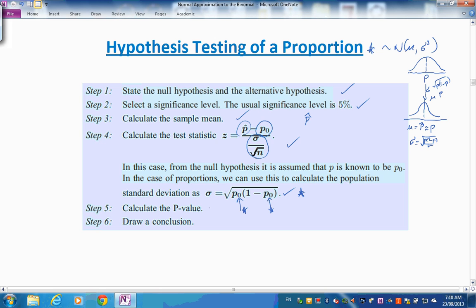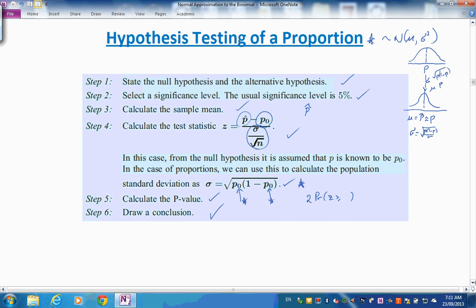And then we're going to calculate the p-value as before. Remember, it's a two-tailed test. Two-tailed probability of z being greater than or equal to the value or less than, and draw a conclusion. Again, with the hypothesis testing, we say we reject the null hypothesis, or there's insufficient evidence to reject it. Okay, we never say we actually accept it. So it's the same stuff again, and a normal distribution to the rescue again now. Okay, so let's have a look at testing some stuff now.